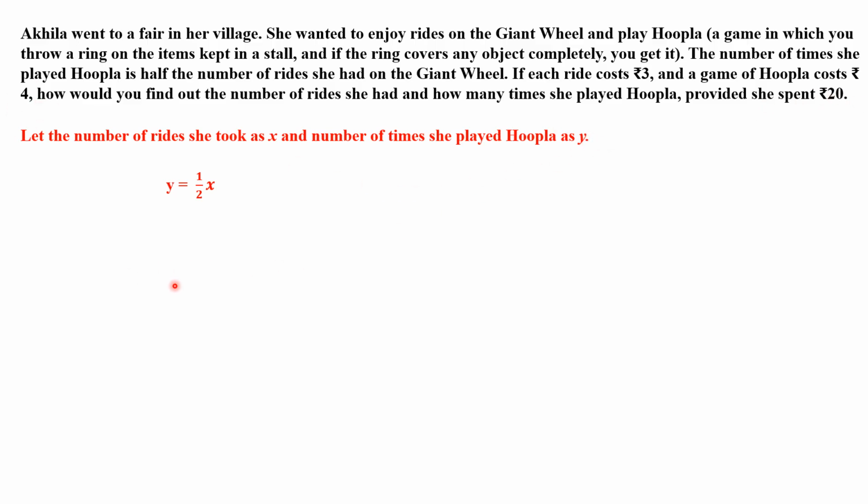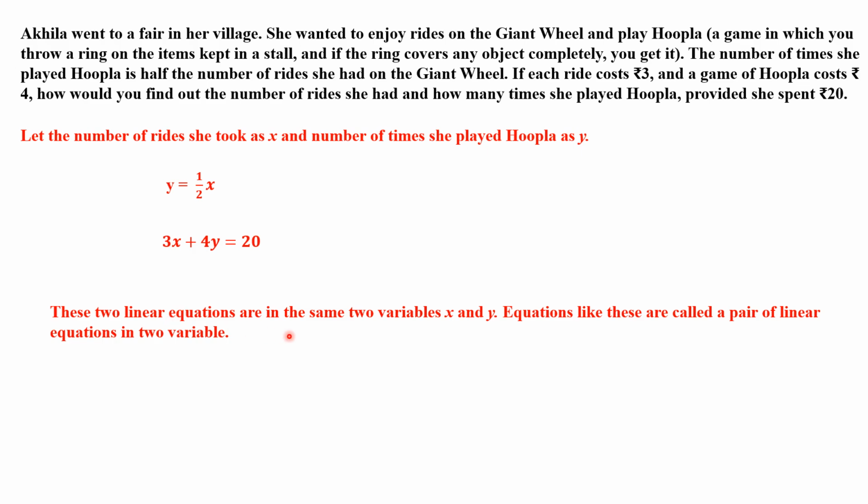So unitary method, value for one you know, more you have to find, isn't it? So it is 4 into y. And the total money she spent is 20 rupees. So from here I can get my another equation which says 3x plus 4y is equal to 20. Isn't it? So now I have got my two equations here. Now these two linear equations are in the same two variables x and y, isn't it? Both the equations which we got are for x and y only.